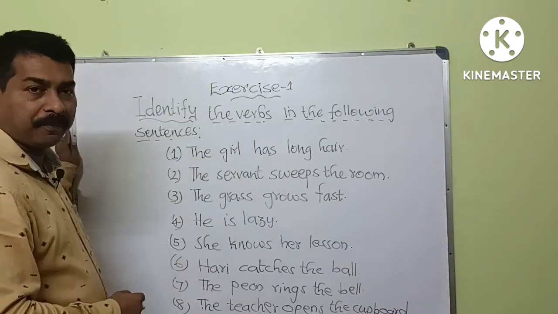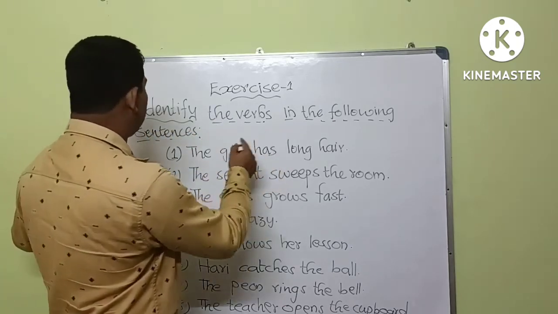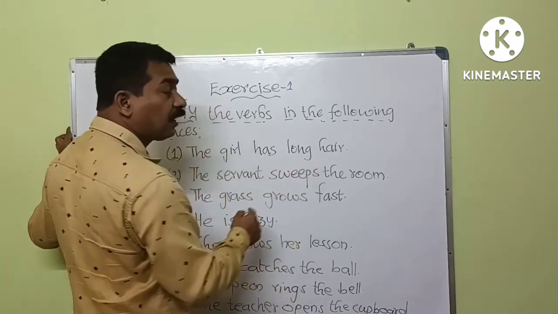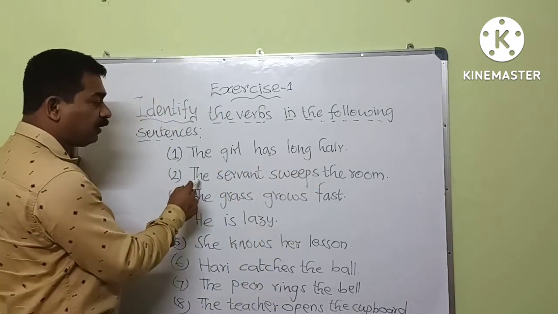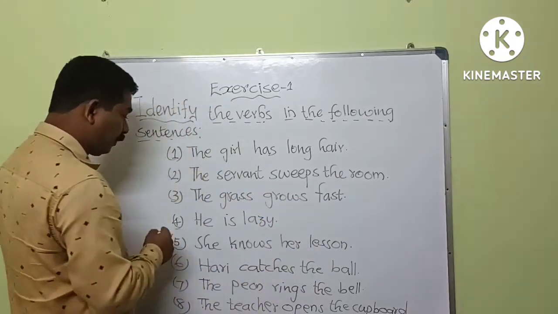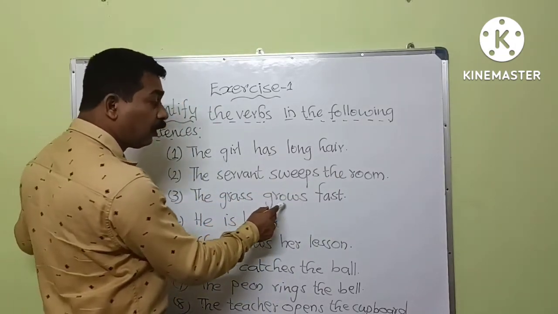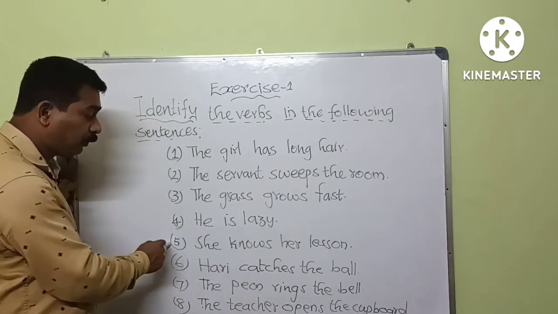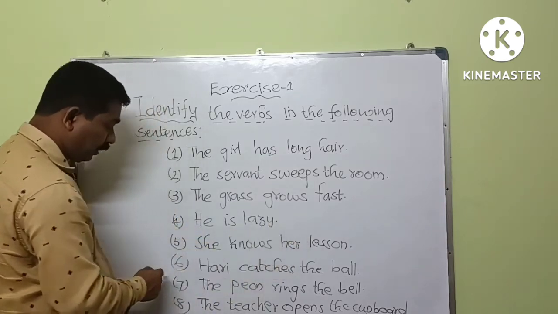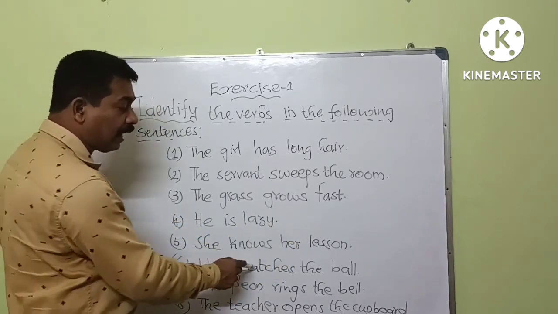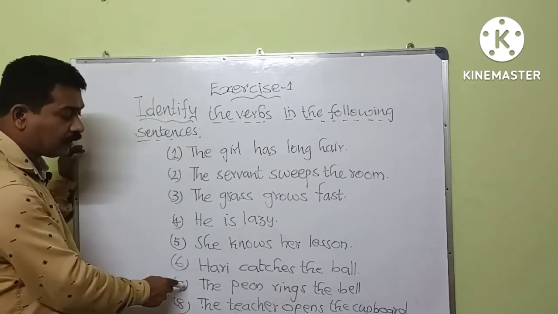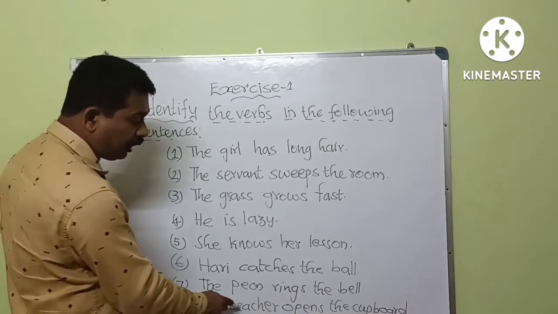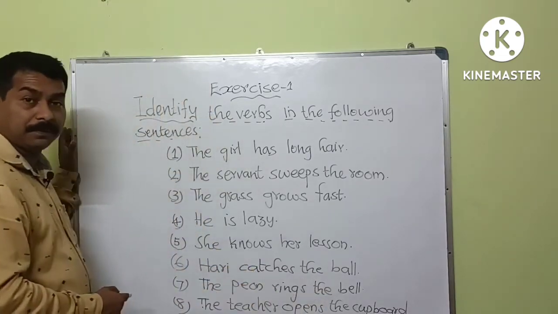Exercise number 1. Identify the verbs in the following sentences. Number 1, the girl has long hair. Number 2, the servant sweeps the room. Number 3, the grass grows fast. Fourth one, he is lazy. Fifth one, she knows her lesson. Sixth one, Hari catches the ball. Seventh one, the peon rings the bell. Eighth one, the teacher opens the cupboard.